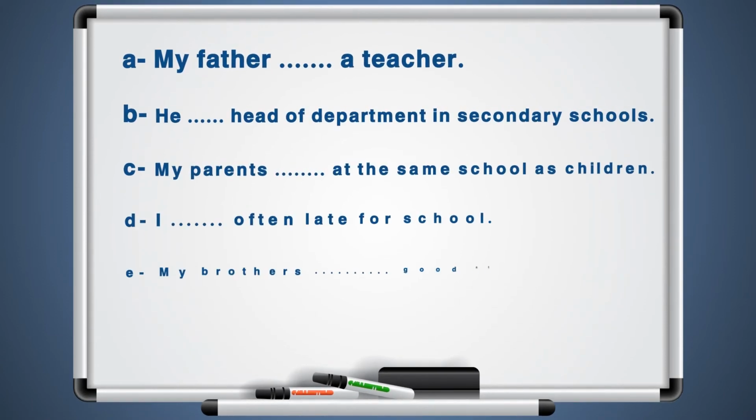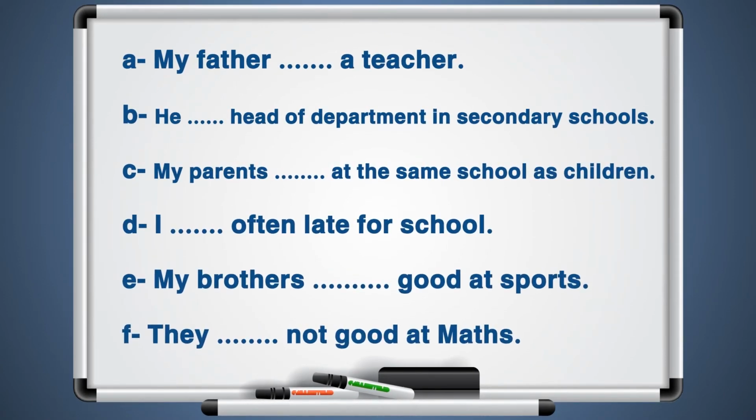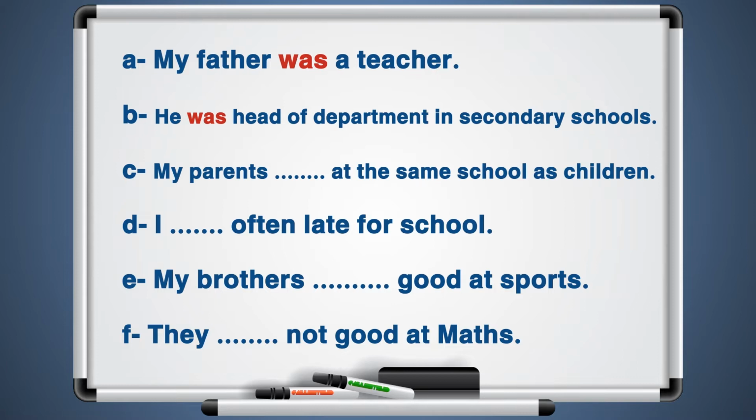So, first, complete the following statements with was or were. A. My father was a teacher. B. He was head of department in secondary school. C. My parents were at the same school as children.